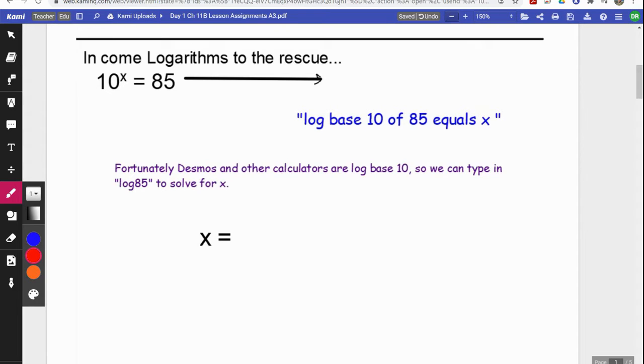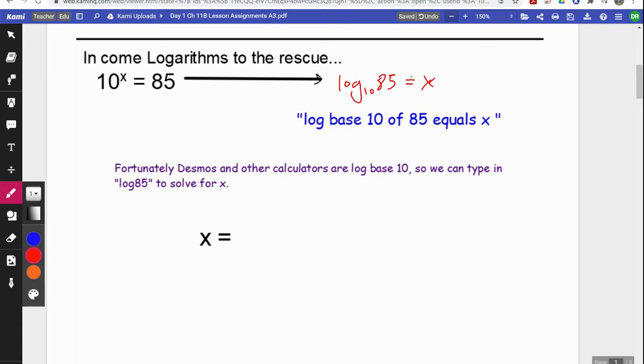We want to be able to write a logarithmic expression from this exponential expression. Right here is the exponential expression. It says 10 to the x power equals 85. We can write that as log base 10 of 85 equals x, just as the sentence below it explains. Now this is a little weird looking.